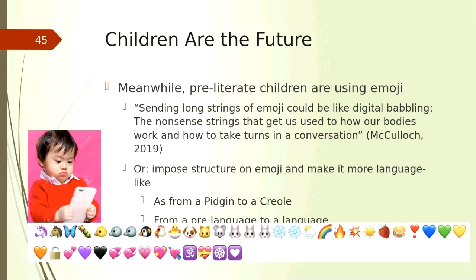Children as young as 3 years old are posting like the one at the bottom of the slide, which actually was created by a 3-year-old on his mother's smartphone. And Gretchen McCulloch interprets these strings like digital babbling, she said. The nonsense strings that get us used to how our bodies work and how to take turns in a conversation. So a type of pre-discourse. Or an alternative possibility is that as children use emoji, they will impose structure on them and make it more language-like, in the way that children transformed a pidgin into a Creole, and in the way that they could potentially transform emoji as a pre-language to an actual language.